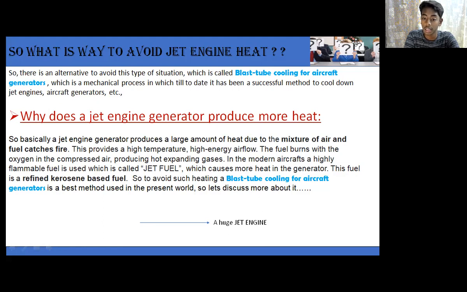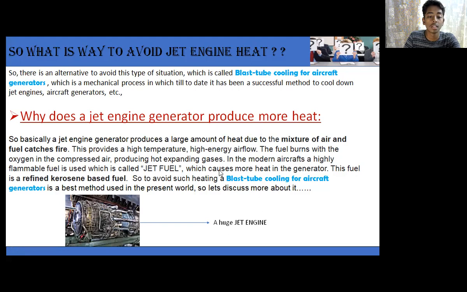To avoid such heating, blast tube cooling for aircraft generators is the best method to use in the present world. So let's discuss more about it. As we can see in this picture, this is a very huge jet engine. This is how the interior of the jet engine looks, and this is how complex an engine is. So let's go to another slide.